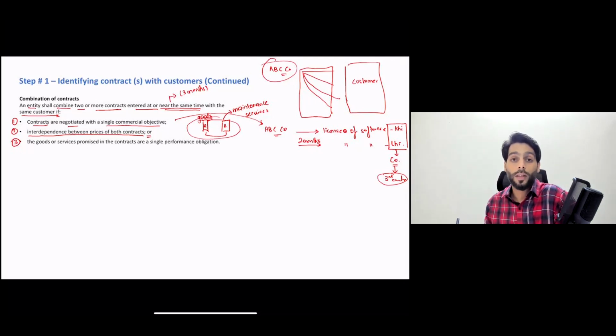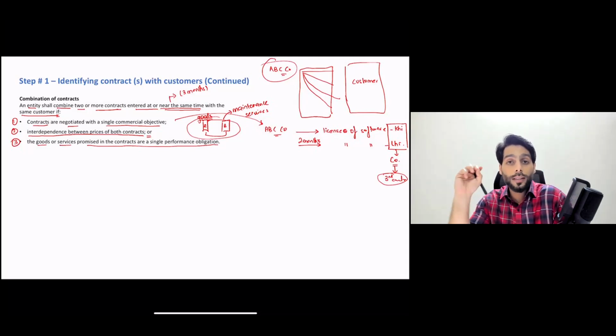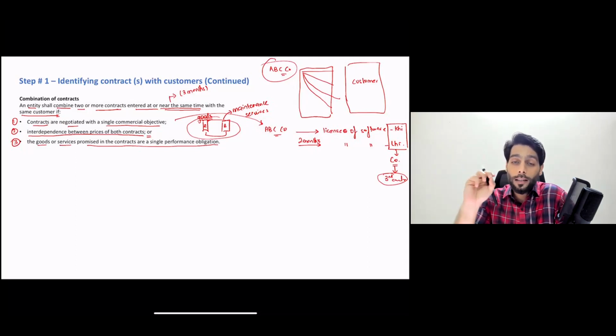One example is this. Now, the third example that we are going to discuss: the goods or services promised in the contracts are a single performance obligation. You feel that there are two separate contracts, but they ultimately lead to one single performance obligation. In that case also, you can combine both contracts.